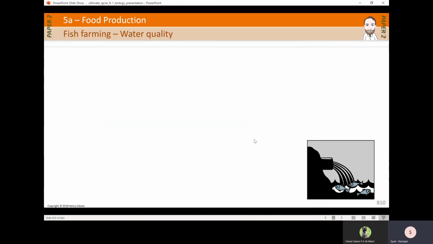Water quality. Tell me about the water quality, Fahad. If you were a fish farmer, what's the fish of Qatar? What's it called? Hamur. Yes, hamur fish. So if you were farming this type of fish, what would you do with the water quality?